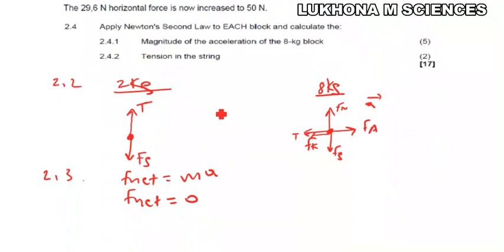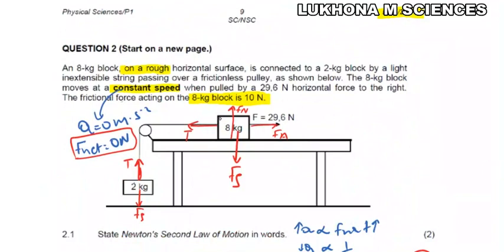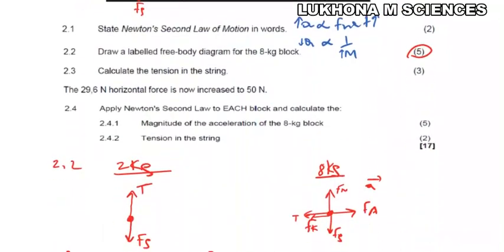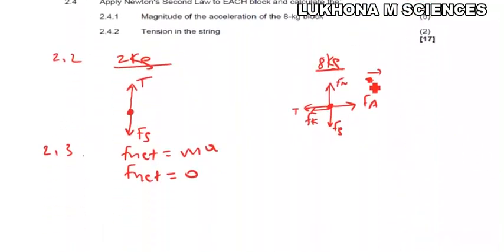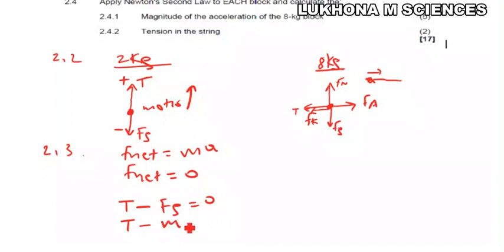Let's go to the diagram. This one is moving upwards, because the acceleration is equal to 0, it is moving at constant speed upwards. So the motion for this one will be upwards, therefore this direction must be positive, and the other negative. So we have tension, which is positive, minus Fg, which is equal to 0. So tension minus mg is equal to 0.